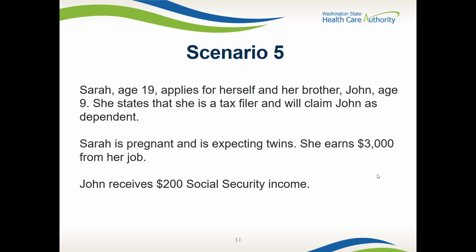Scenario 5. Sarah, age 19, applies for herself and her brother John, age 9. She states that she is a tax filer and will claim John as her dependent. Sarah is pregnant and is expecting twins. She earns $3,000 from her job. John receives $200 of Social Security income.